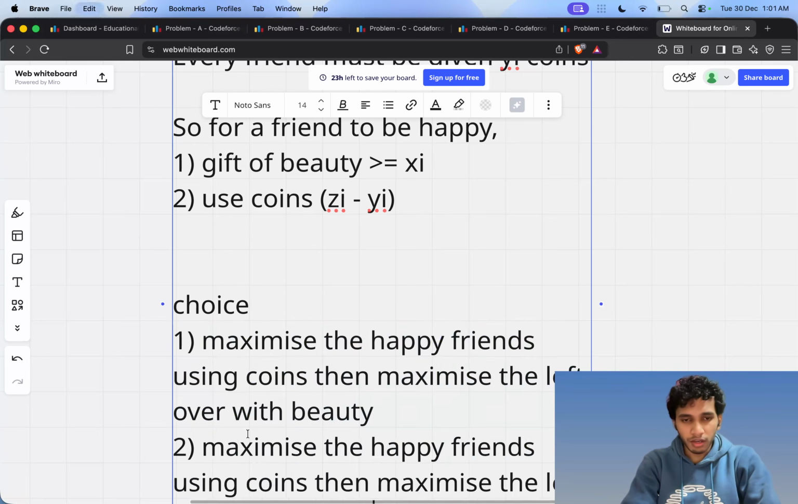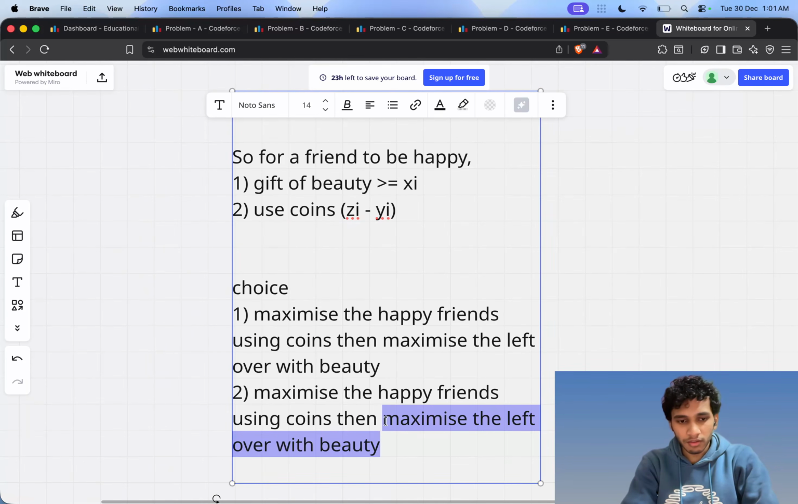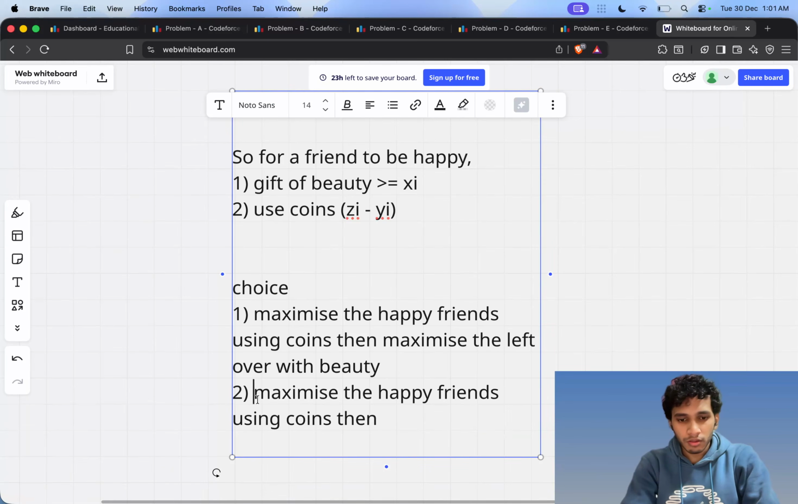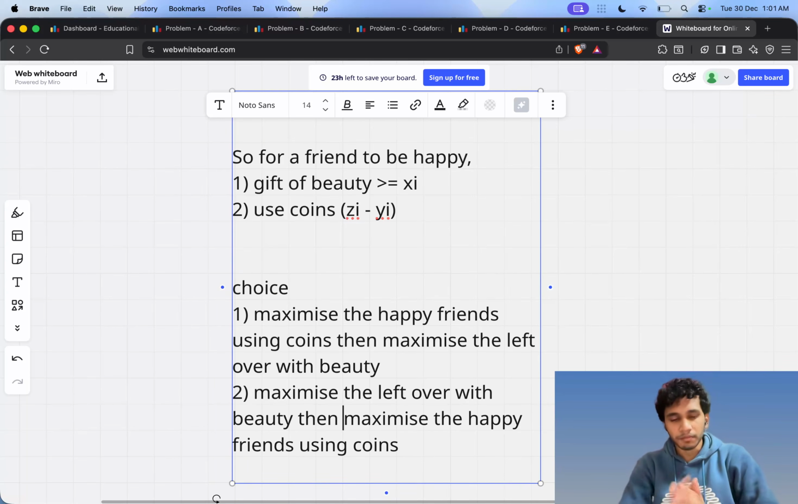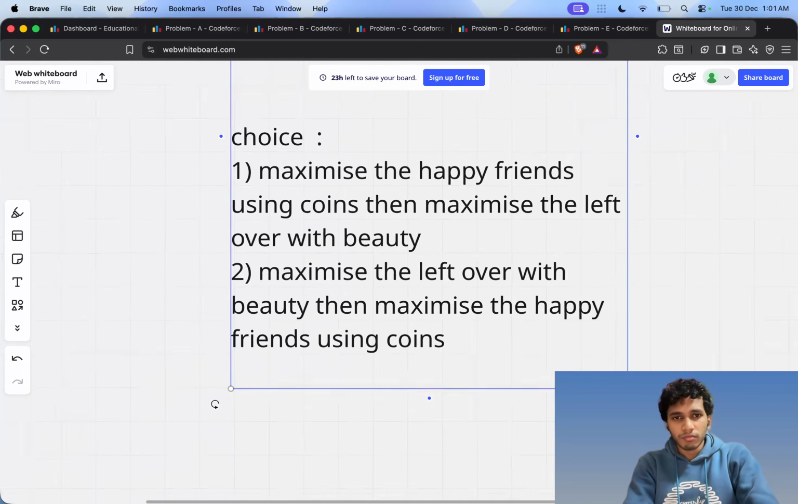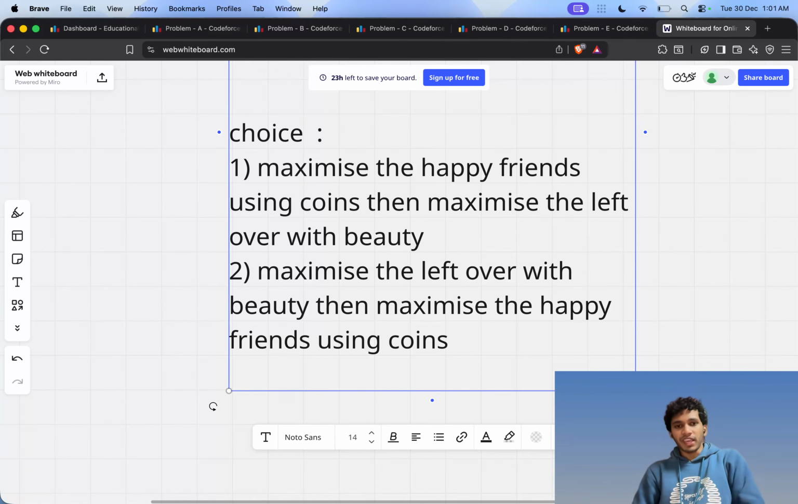Second, do the vice versa. What does vice versa mean? First, maximize with beauty, then maximize with coins. Okay, this is the choice with us. So because we have two vague ideas, let's analyze both of them. What if we use coins to maximize the number of friends first?